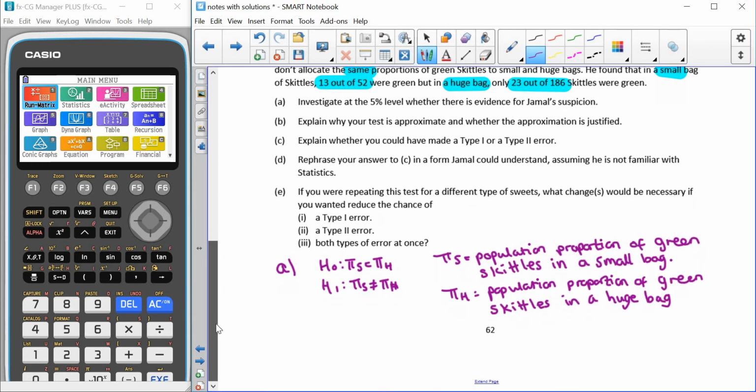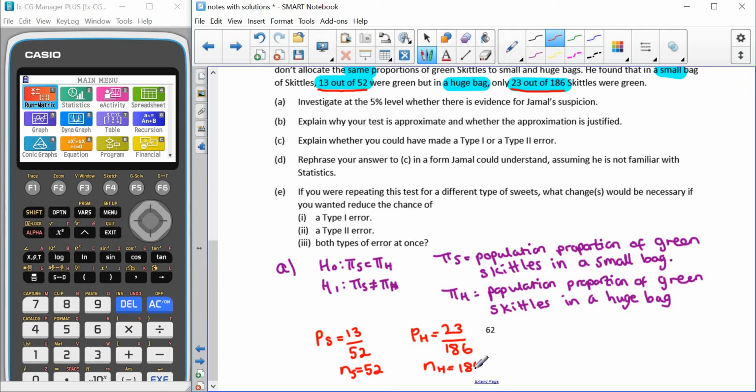Now we need to write down what our proportions actually are. For this, we are using the information in the question. So we're going to have PS, which is 13 out of 52, and we're going to have PH, which is 23 out of 186. Here our N is 52, and our N for the huge bags is 186.